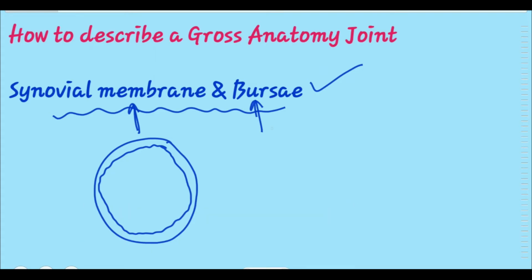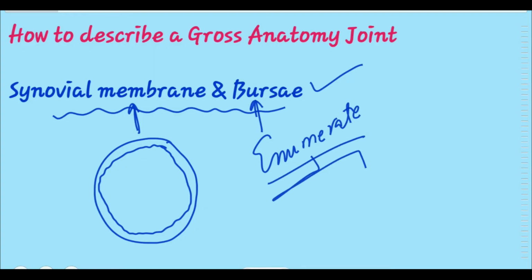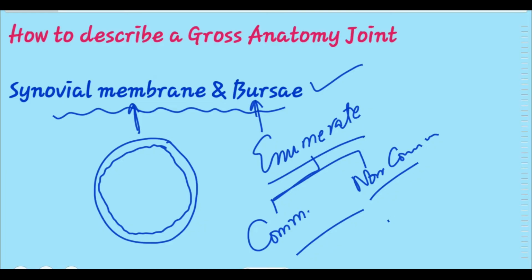What about bursa? What to write about bursa? At your level, it's enough that you enumerate the bursa. You just make a list of the bursae around the joint, but classify the bursae into communicating and non-communicating bursae. That's it. That's enough for you.